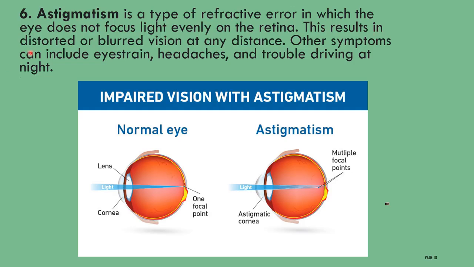This results in distorted or blurred vision at any distance, meaning you are not able to see a proper image. Other symptoms can include eye strain, headache and trouble driving at night. Normally the person having astigmatism will feel eye strain, headache and trouble driving at night.